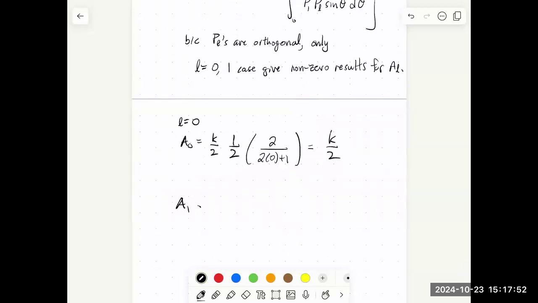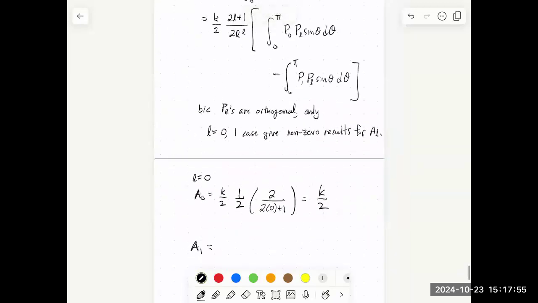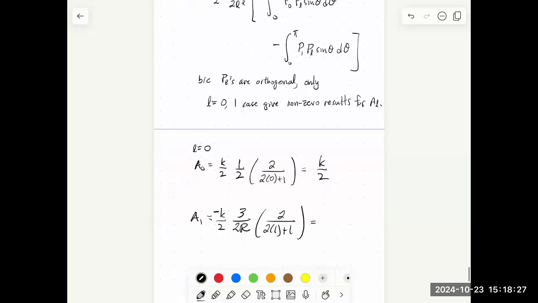And so A1 is going to be equal to what? K over 2. We're going to have L equals 1, so it's 2 times 1 plus 1, which is 3, and then we're going to divide by 2R. And then we're going to pick up a minus sign from the second integral, and then we're going to get 2 over 2 times 1 plus 1. Hopefully this works out. And so what's that going to do? Our 3's are going to cancel. Our 2's are going to cancel. If I get this right, I get minus K over 2R. Oh, good. Okay. Good.